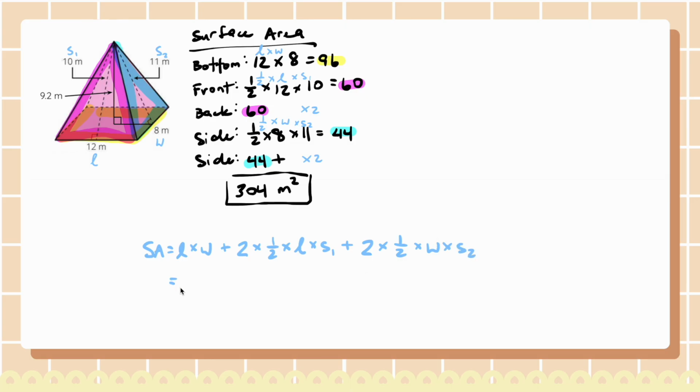Now let's condense everything. So L times W is just going to say LW plus, notice that if I multiply 2 times 1/2, well, what happens is this just cancels out.